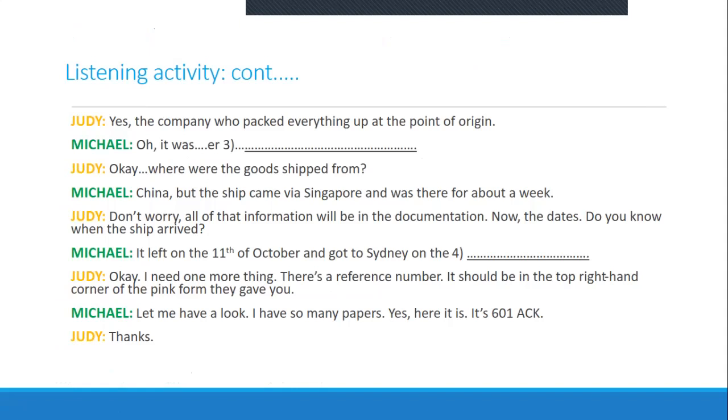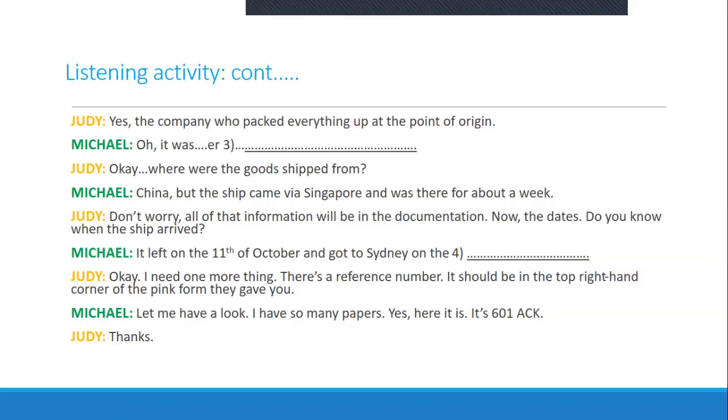First Class Movers. Okay. Where were the goods shipped from? China, but the ship came via Singapore and was there for about a week. Don't worry, all of that information will be in the documentation. Now, the dates. Do you know when the ship arrived? It left on the 11th of October and got to Sydney on the 28th of November. Okay. I need one more thing. There's a reference number. It should be in the top right-hand corner of the pink form they gave you. Let me have a look. Oh, I have so many papers. Yes, here it is. It's 601 ACK. Thanks.